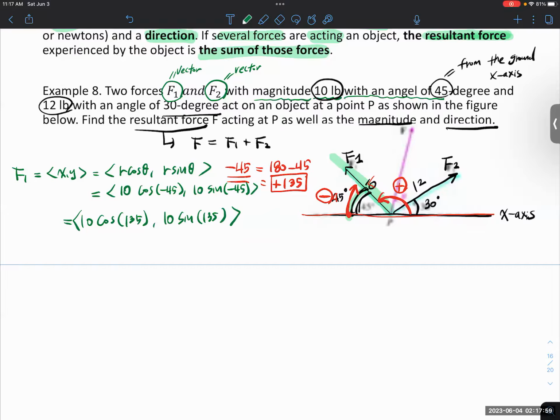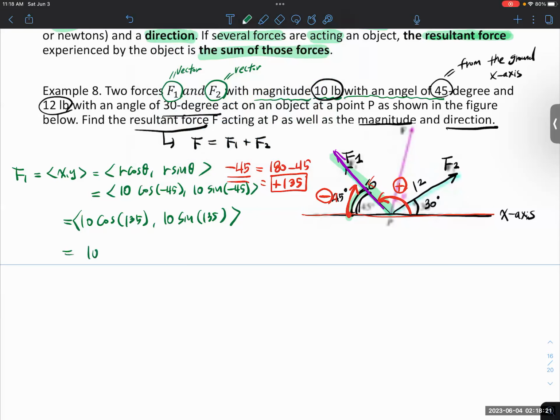Convert negative 45 to 135, because this is the location, right? This is the location from negative 45 or from positive 135. They're located at exactly the same position. So I choose the positive angle. Okay, so we're going to calculate this.